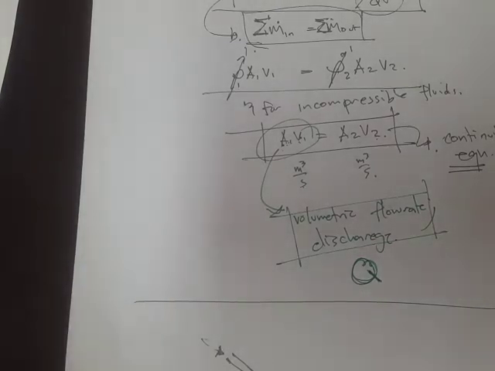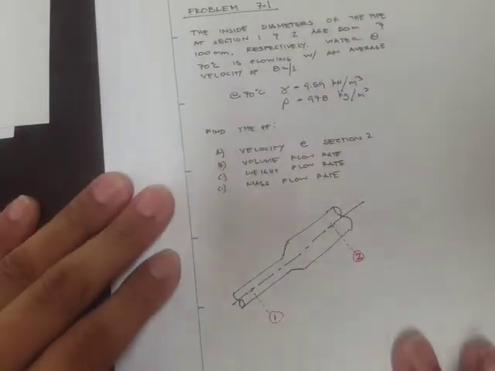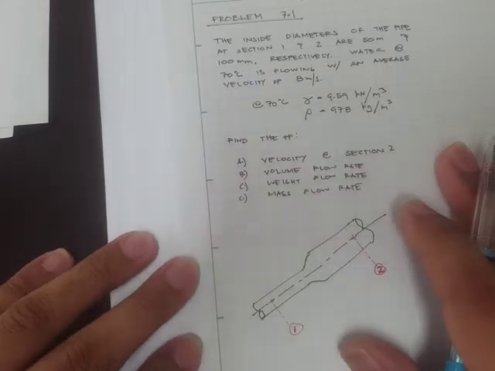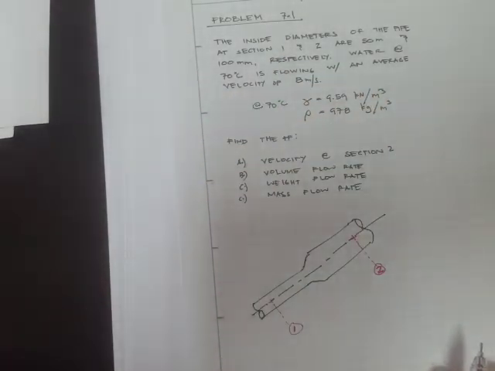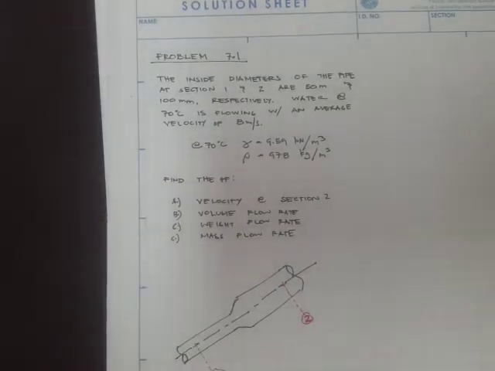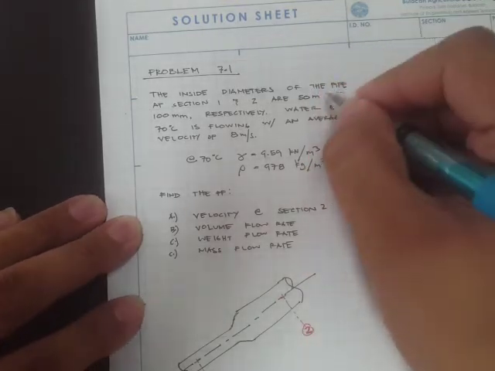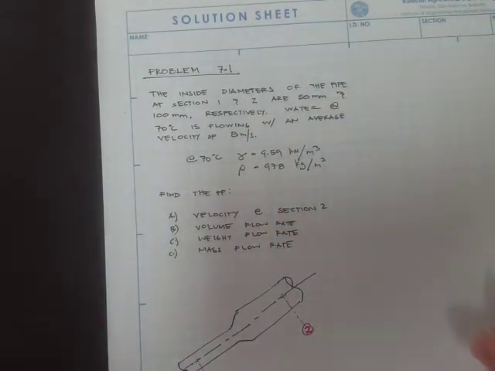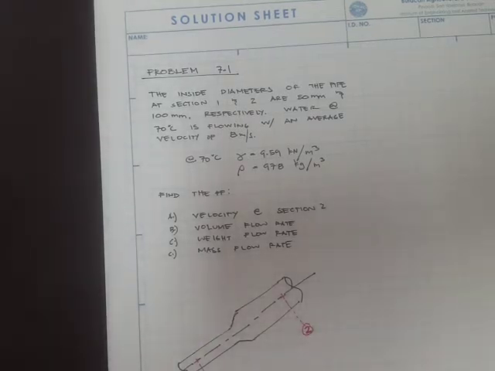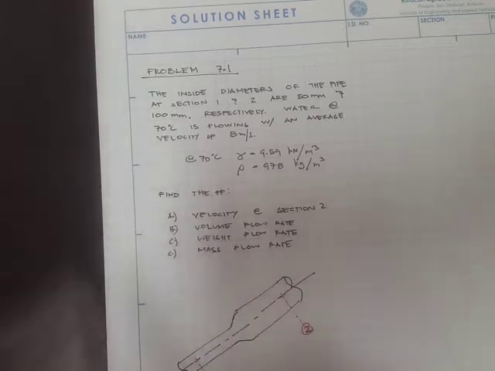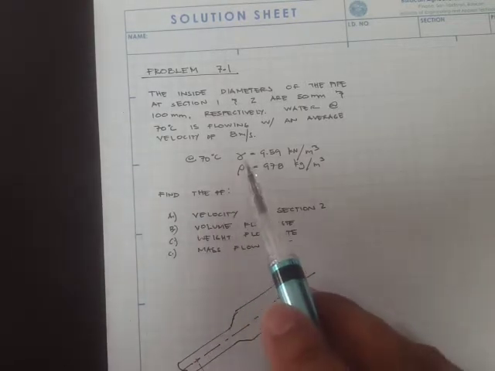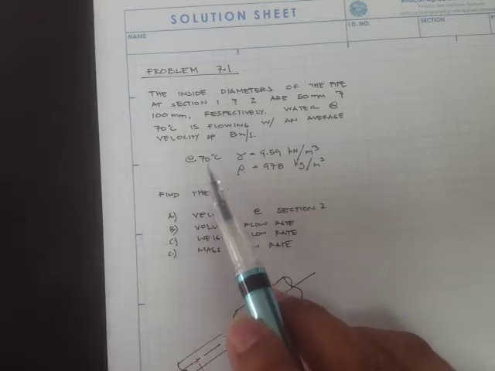All right, now we'll do problems regarding this mass conservation. For our problem number 1, we have the inside diameters of the pipe at sections 1 and 2 are 50 millimeters and 100 millimeters, respectively. Water at 70 degrees Celsius is flowing with an average velocity of 8 meters per second. So here we are already given the data of the unit weight and the mass density at 70 degrees Celsius.